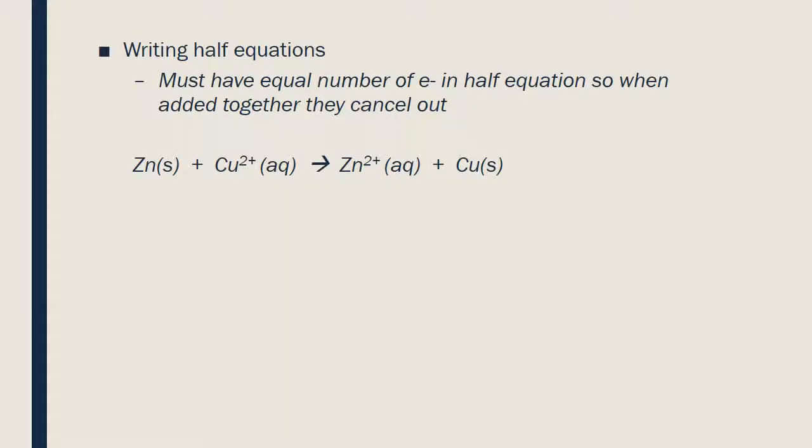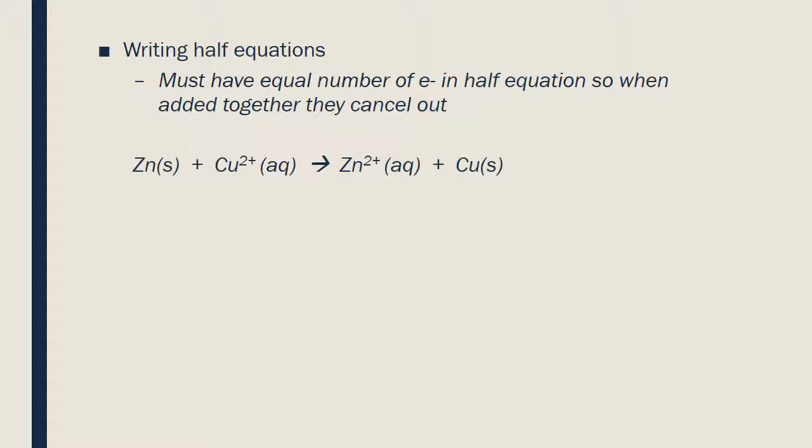So when you're going to write a half equation, this is going to be separating out each of your reactants into what they're doing with the electrons. Remember, you need to have an equal, or balanced, number of electrons in each half equation. So if you were to add them back together into the full equation, they cancel out.